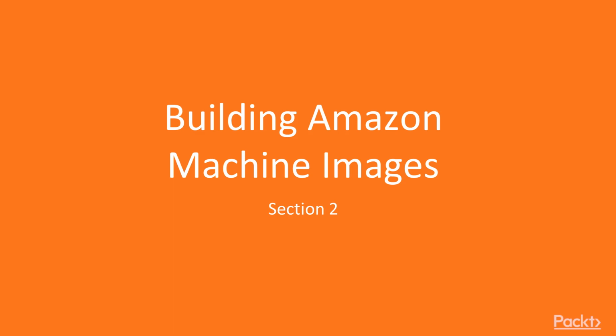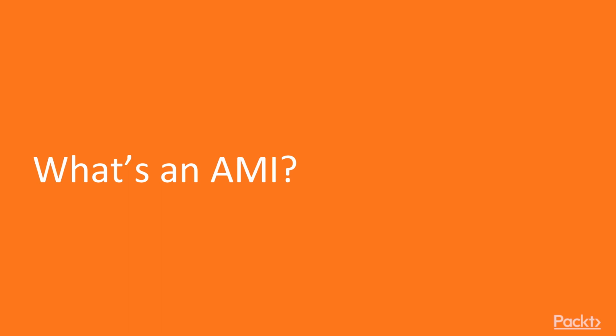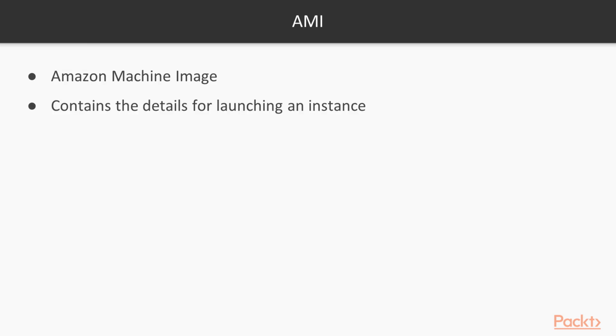Hi and welcome to section 2 on building Amazon machine images. So in the first video, we're going to look at what is an AMI. An AMI is nothing but an Amazon machine image. This contains the details required for launching an instance in AWS.